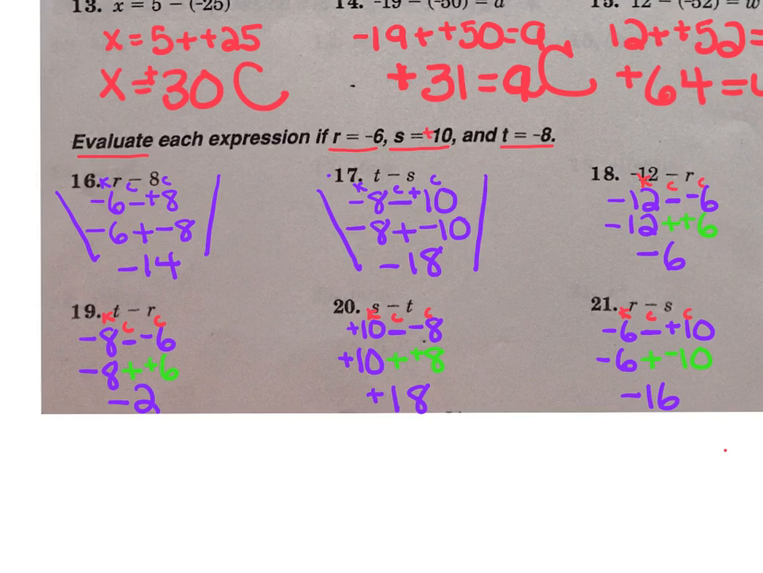For number 18, give yourself a C if you got -6. For number 19, you should have gotten -2. For number 20, you should have gotten positive 18. And for number 21, a -16. This concludes the review of subtracting integers.